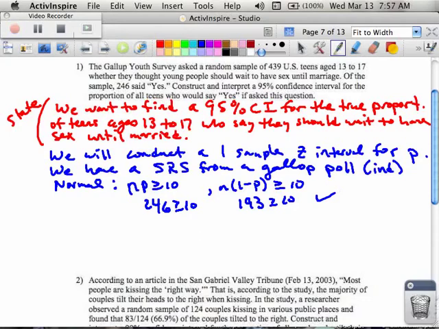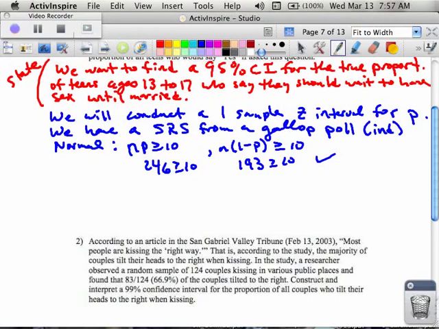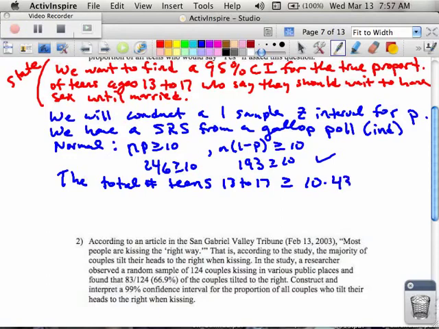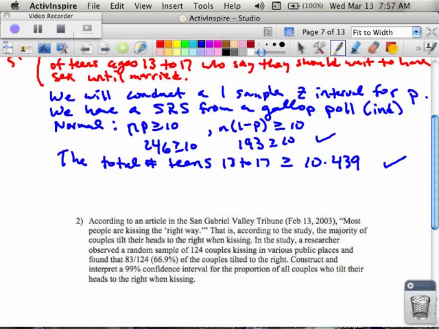You should also say, I'm sure, that the total number of teens 13 to 17 is greater than or equal to 10 times 439. So that's good. So now you're done with that part. And again, this was the plan. And then the next part is the do.